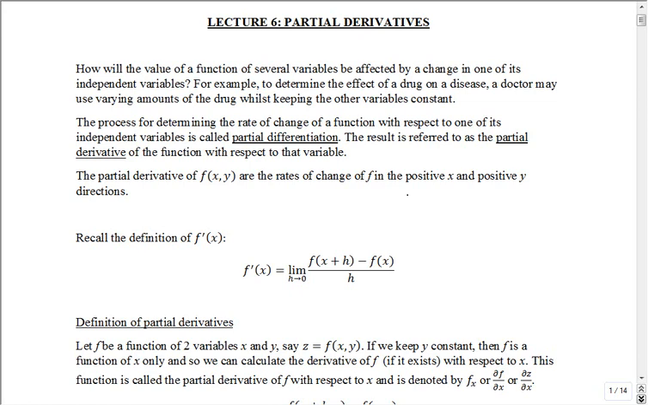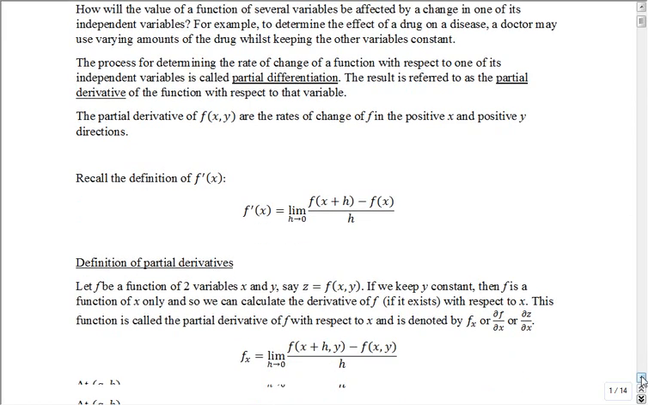So recall the definition of the actual derivative that you learned in single variable calculus. f prime of x equals the limit as h approaches 0 of f of x plus h minus f of x over h. The definition of the partial derivative is much like that. It contains limits, but you have to look at holding certain variables constant. So let's look at the partial with respect to x.